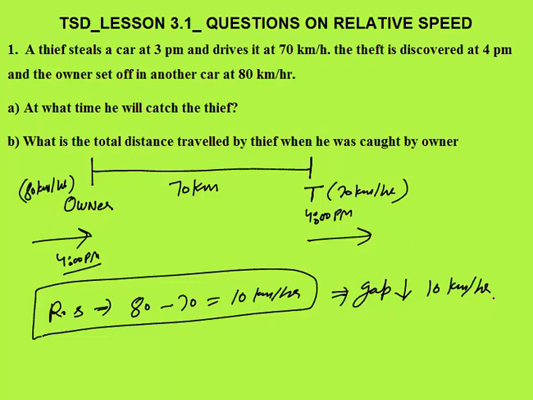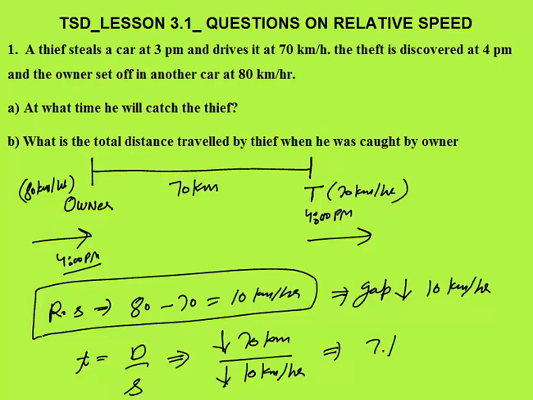Now the first question: at what time will he catch the thief? Time we know is distance upon speed. In relative speed questions I will take distance as the gap. So we need to reduce the gap of 70 km so that the gap becomes 0 and the thief is caught. And speed should be relative speed. The gap is reducing at a speed of 10 km per hour. So in 7 hours, the owner will catch the thief.